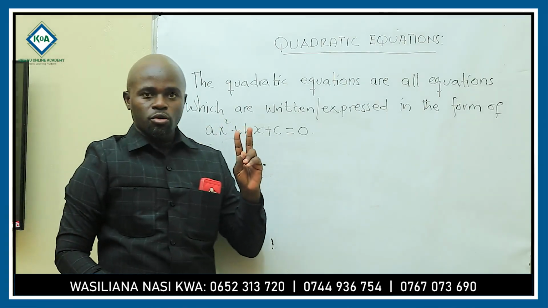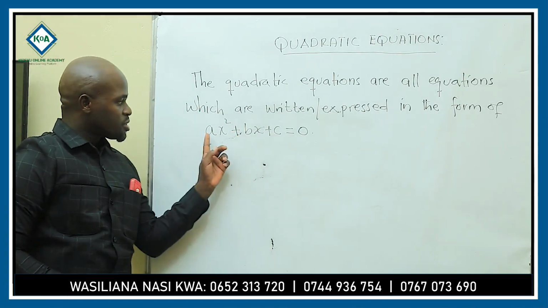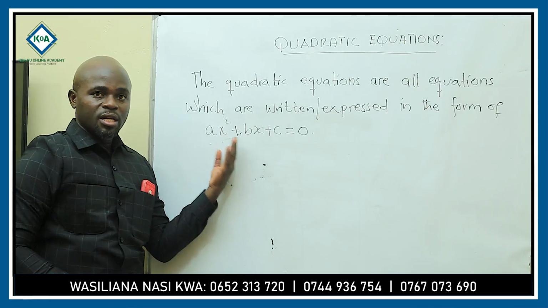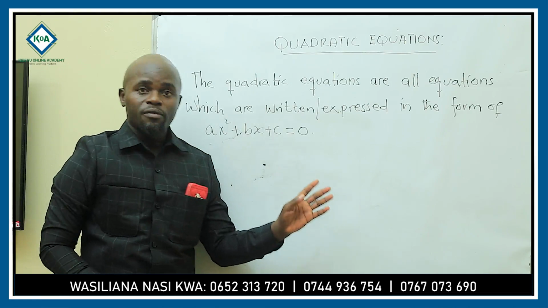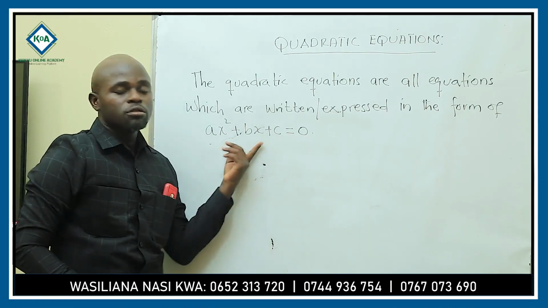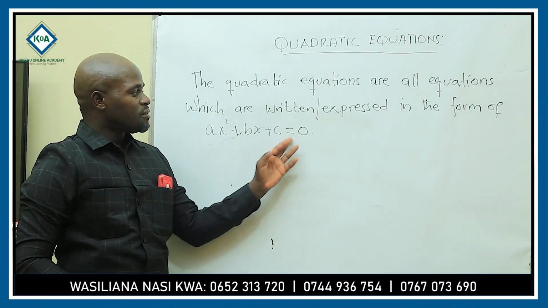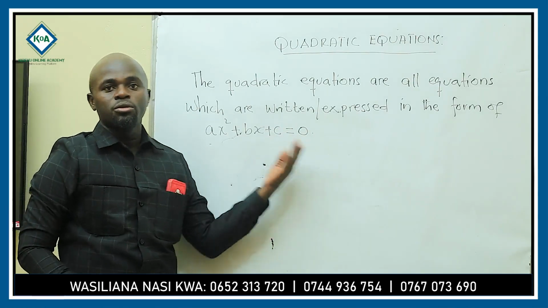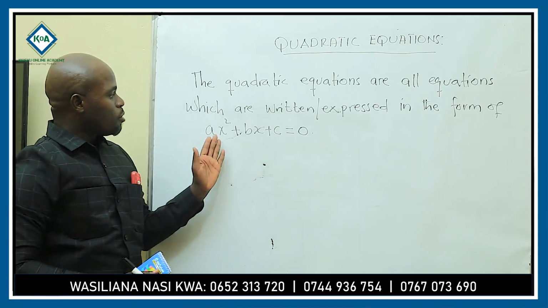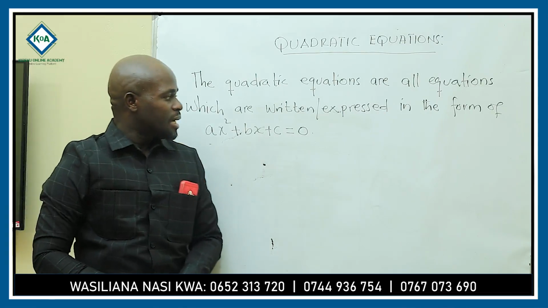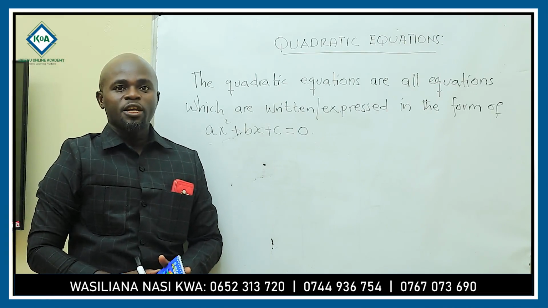So the only things to observe are two. The first is you must have two sides. This is the first side, which is called the left-hand side, ax squared plus bx plus c. And then we have the right-hand side, which is 0. But also in an equation, we must have an equal sign in between these two sides. So all equations which are expressed in the form of ax squared plus bx plus c is equal to 0 are called the quadratic equations.